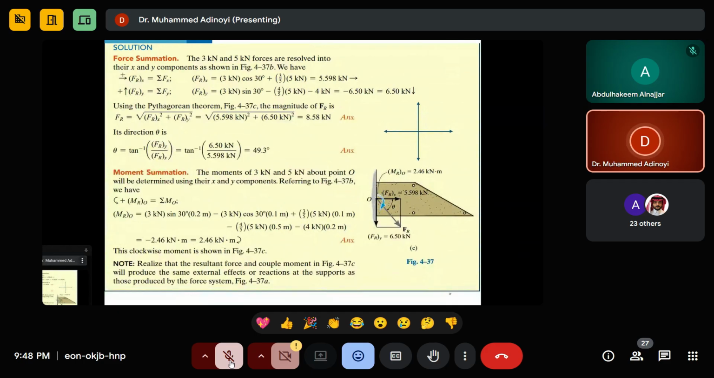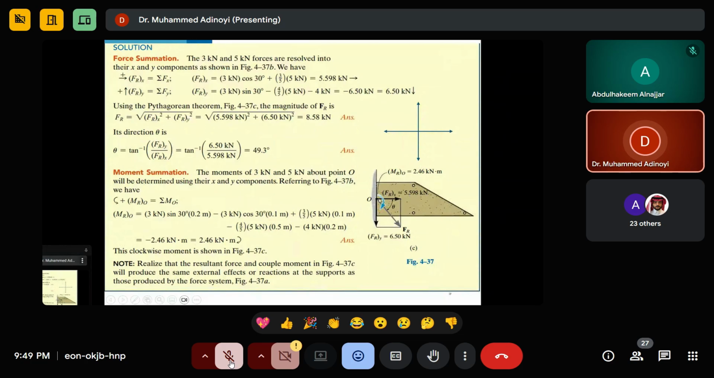And then the angle it makes with the x-axis. It's always the angle it makes with the x-axis. That is why it is put here to be 49.3 degrees. Is it clear? Yes, Doctor, clear.